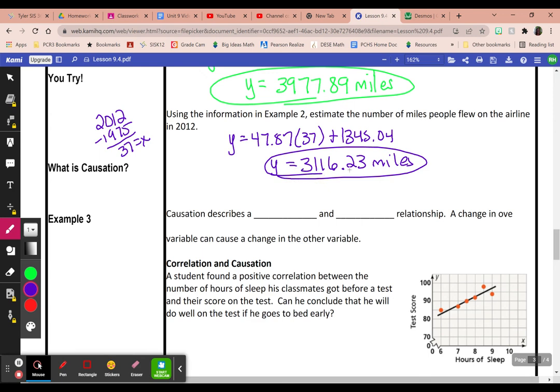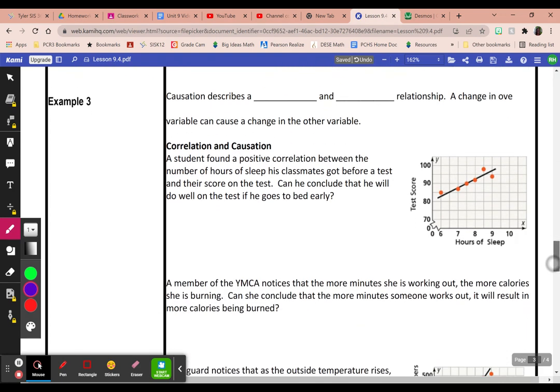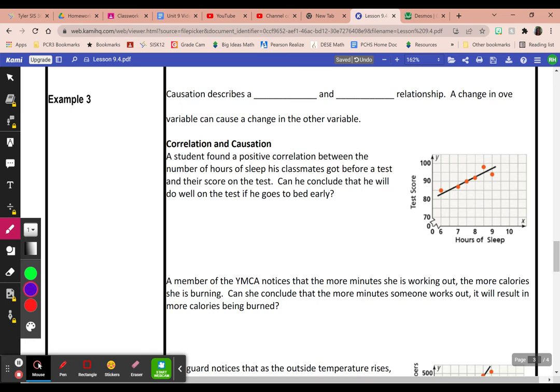Okay? Okay, so last part here, example 3. Causation is what we're going to look at next. So causation describes a cause and effect relationship. A change in one variable can cause a change in the other. This should say 1 over here. Sorry about that. Correlation and causation together.